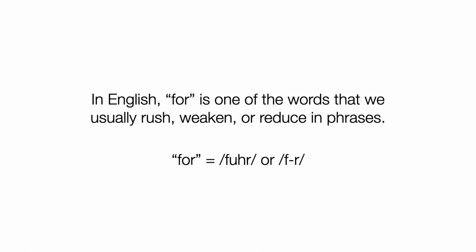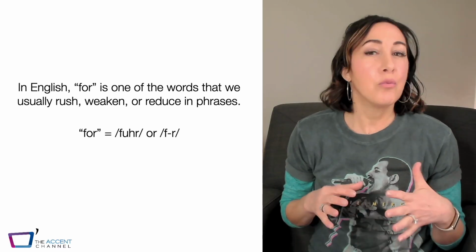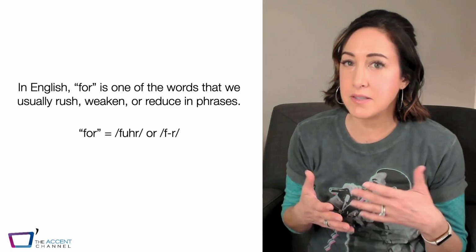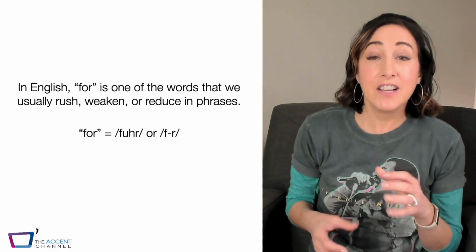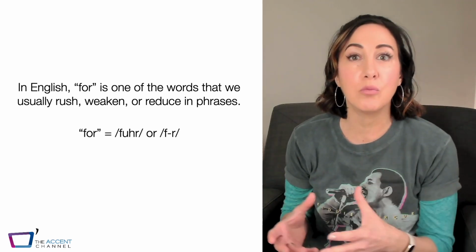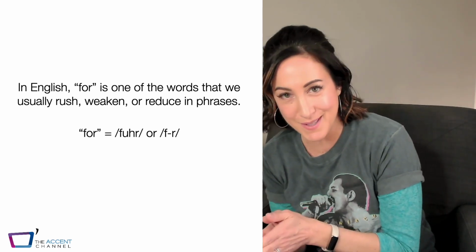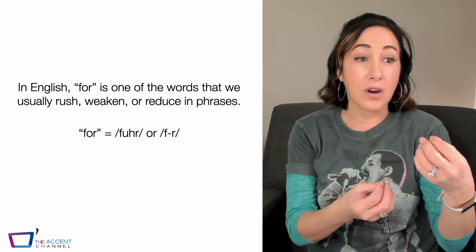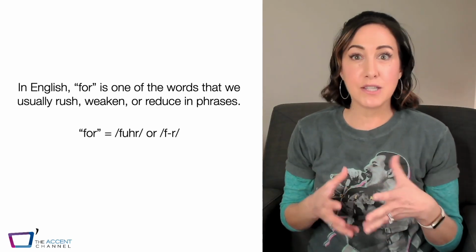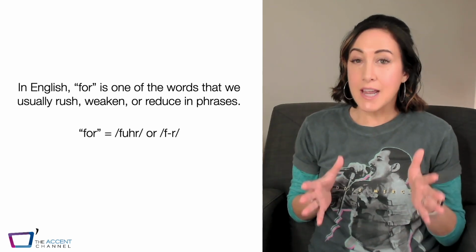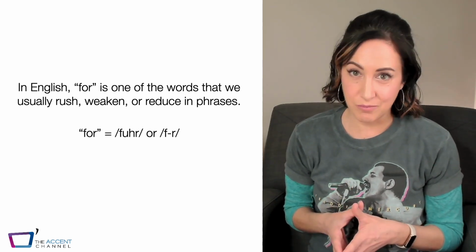In English, "for" is one of the words that we usually rush, weaken, or reduce in phrases. In English, we don't give equal stress to every syllable or else we would sound like this. And that's not the rhythm of English. In English, there's an alternating pattern of strong and weak syllables. So there are places where we linger or sit for a while, and places where we rush through the word and cut the vowel. "For" is one of the places where we rush.